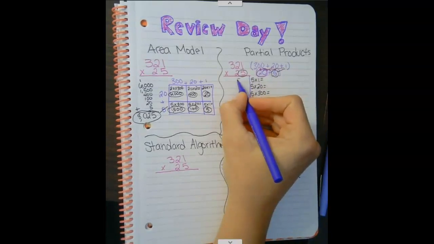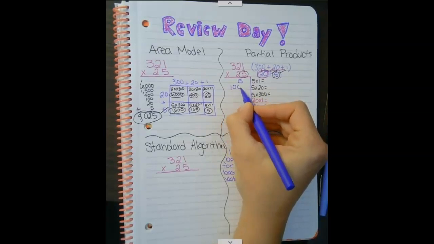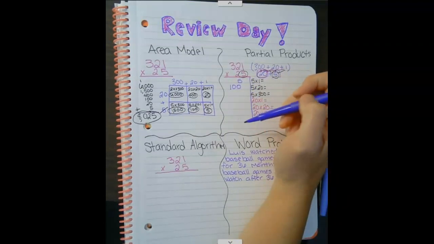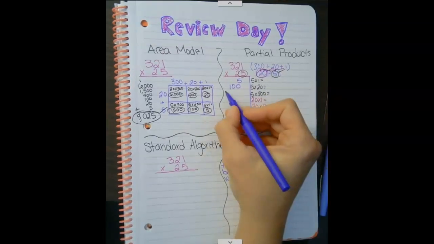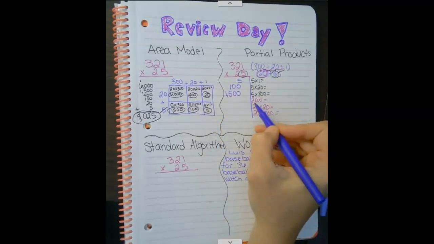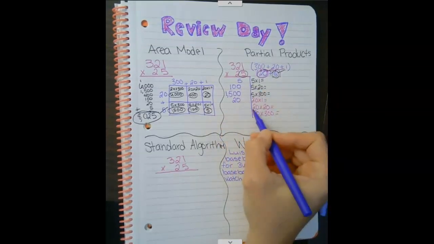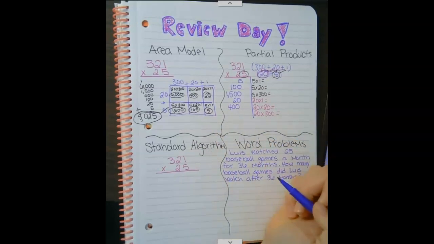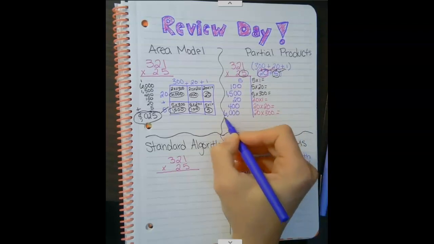So 5 times 1 is 5. 5 times 20 is 100. And notice I'm going to put these nice and neat so that I'm lining up my ones place, my tens place, my hundreds place, and so on. 5 times 300, we said was 1,500. Okay. Now we have 20 times 1, which is 20. Again, I'm lining up my place values. 20 times 20 is 400. 20 times 300 is 6,000. So 6 with 3 zeros.